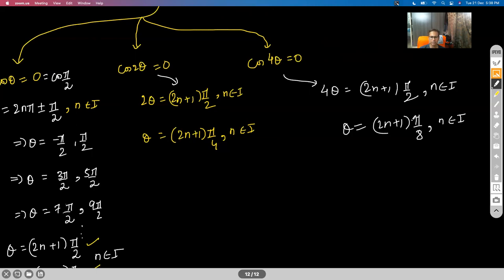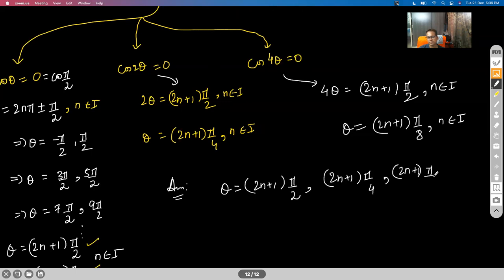So three sets of solutions are possible here. What are the possible solutions? Theta could be (2n+1)π/2, or (2n+1)π/4, or (2n+1)π/8. Okay, so these are the possible sets of solutions.